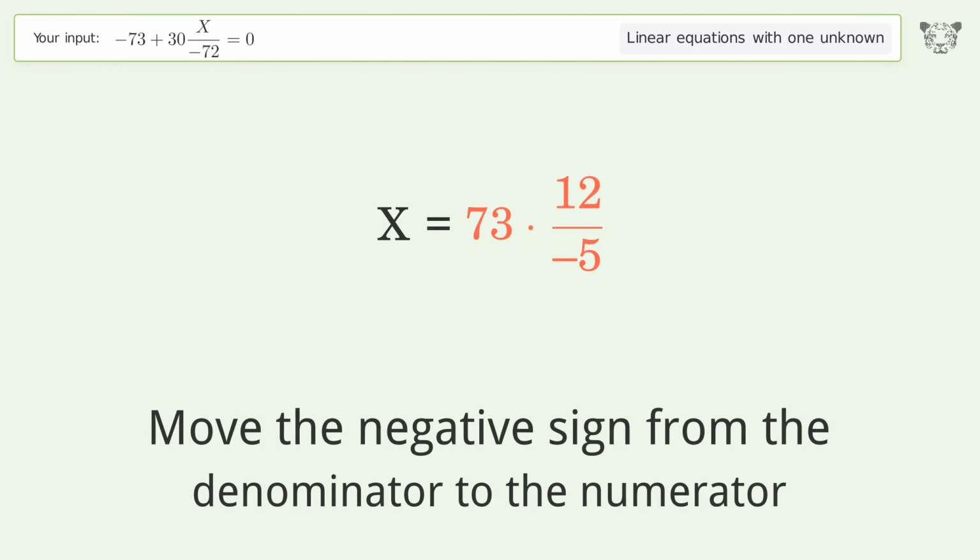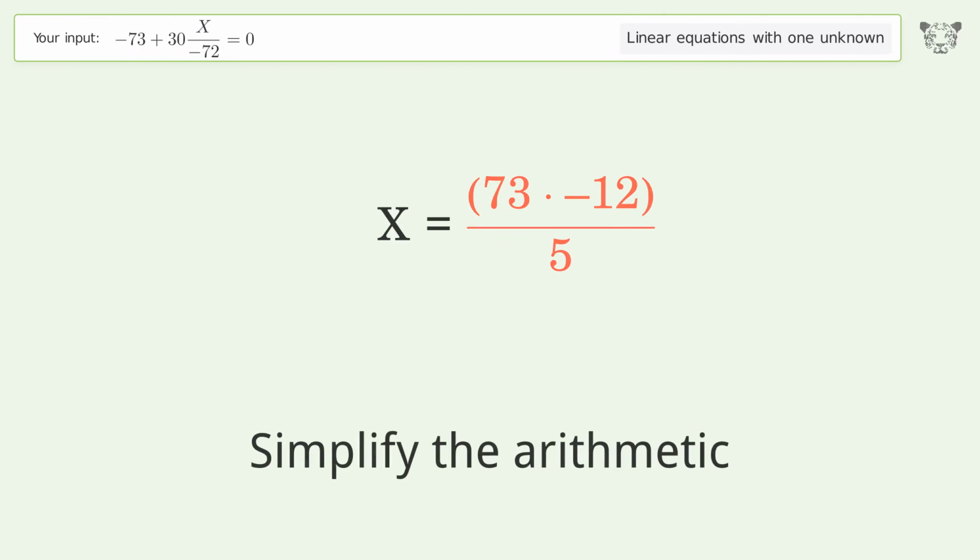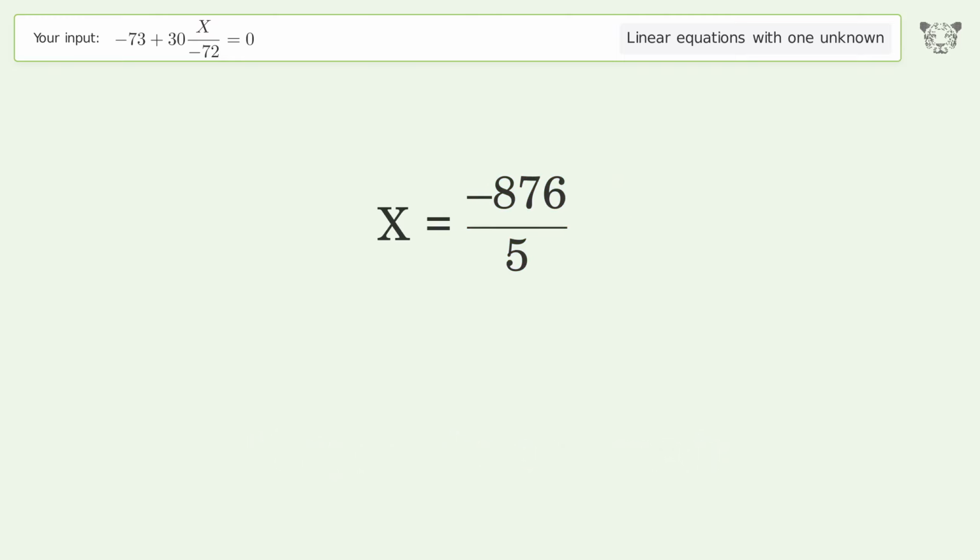Move the negative sign from the denominator to the numerator. Multiply the fractions. Simplify the arithmetic. And so the final result is x equals -876/5.